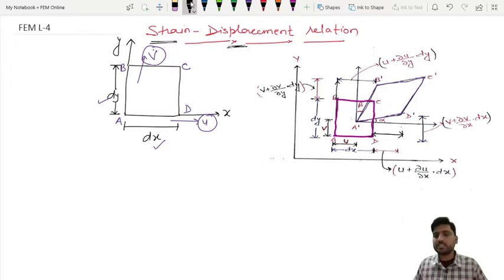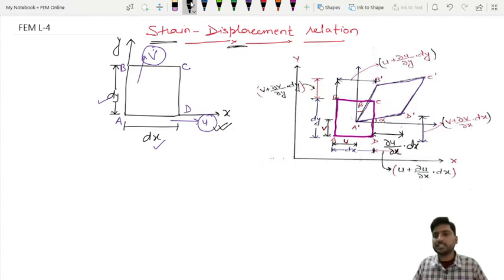So you can see here the total displacement from here to here will be u plus del u upon del x into dx. How? See, in x direction the initial displacement is u, because I have considered the displacement in x direction as u. So for this small displacement, what will happen? It will be del u upon del x into, in which direction? Into dx. A small displacement with respect to this length.